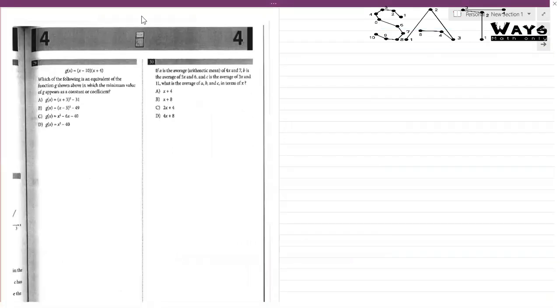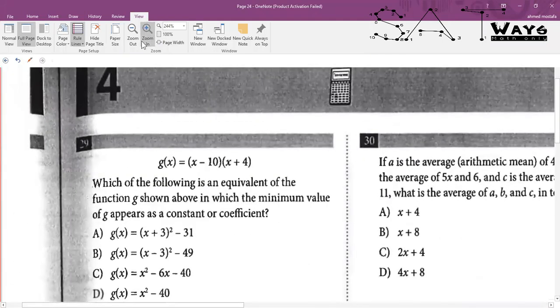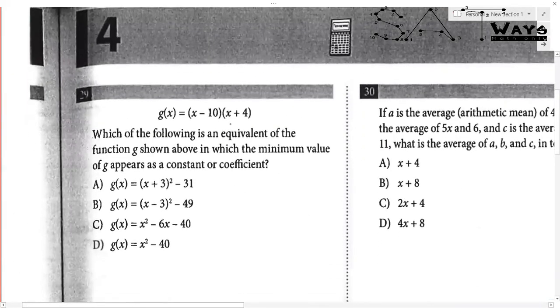All right, and question 29. Let's take a look at the keyword. Here he's saying, which of the following is an equivalent function to the one shown above in which the minimum value of g appears as a constant coefficient? What is the meaning of minimum value in a quadratic function? Vertex. So we want to get the vertex form because he's saying it appears as a constant coefficient. The vertex form is A or B, but not C nor D. Okay, so A or B.